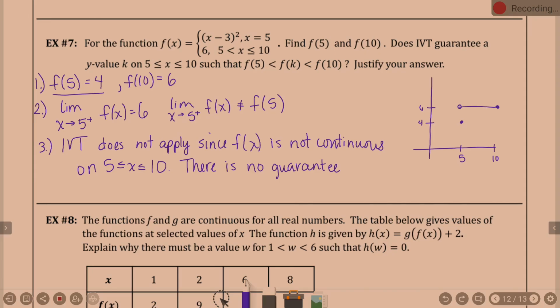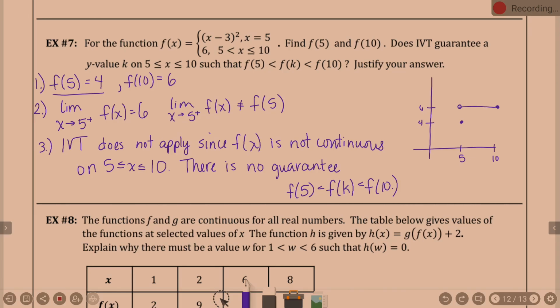No guarantee. I feel like you just need that first sentence. I do too, but f of 5 less than f of k less than f of 10. Yeah, you just need the first sentence on the right. Okay. Ready for 8 then?